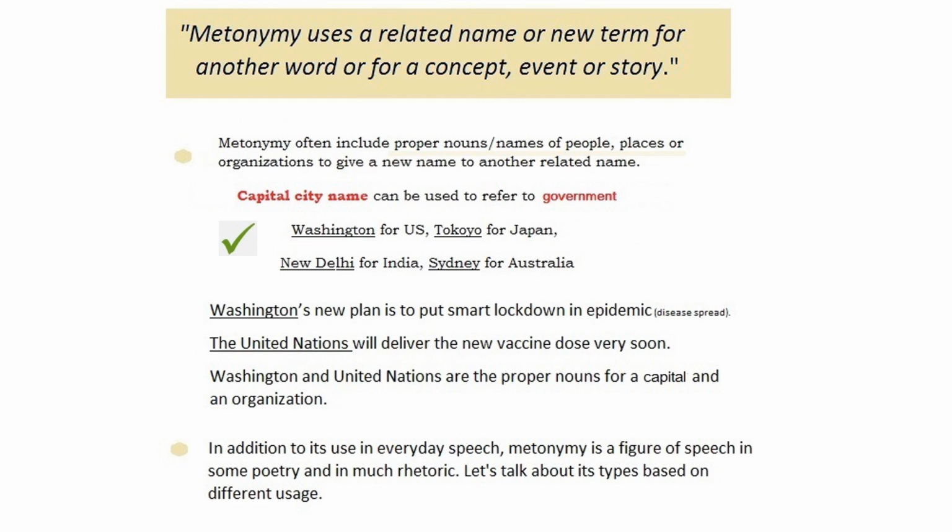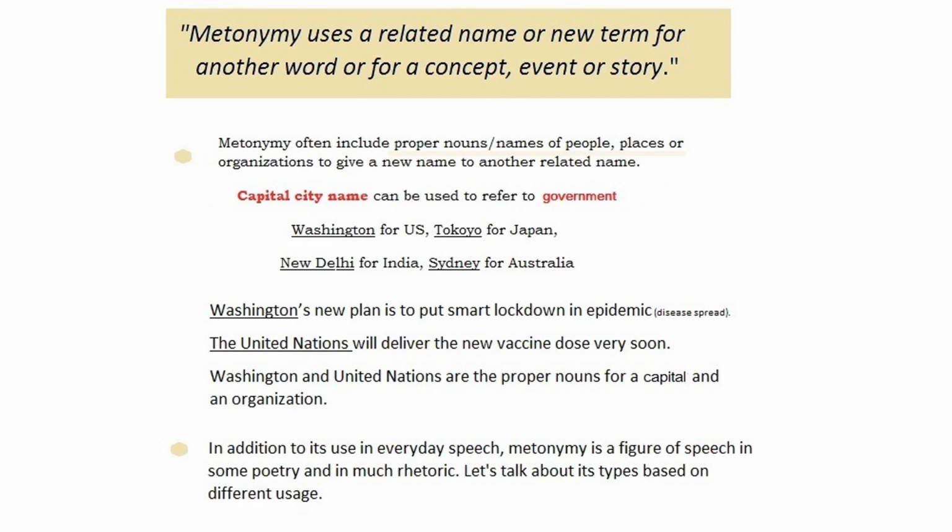Metonymy often includes proper nouns, names of people or organizations, to give a new name to a related name or thing. Like, a capital city name can be used to refer to government. Washington for U.S. government. Tokyo for Japan. New Delhi for Indian government. Sydney for Australia.